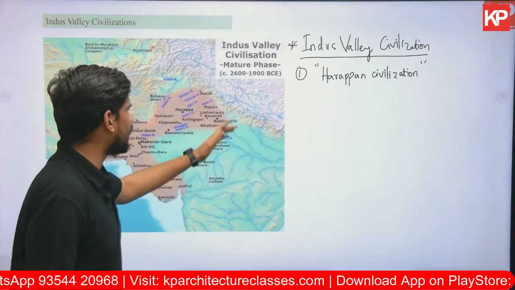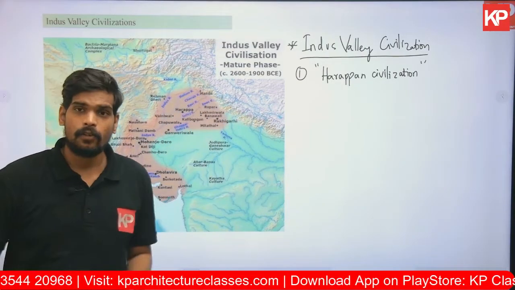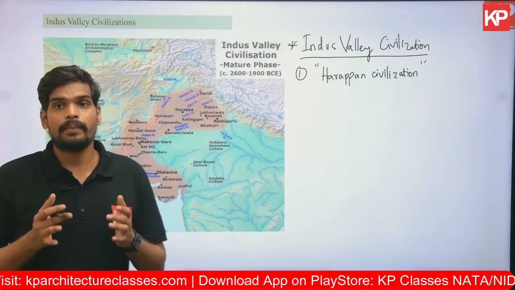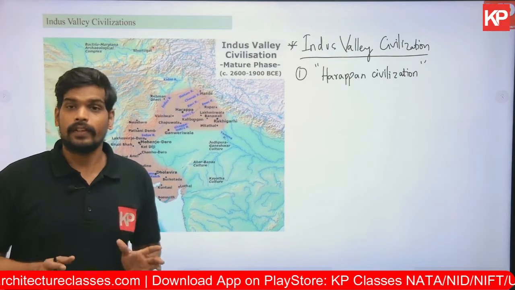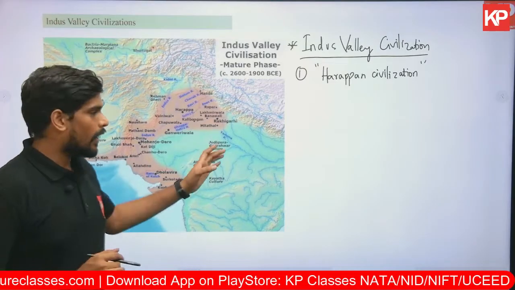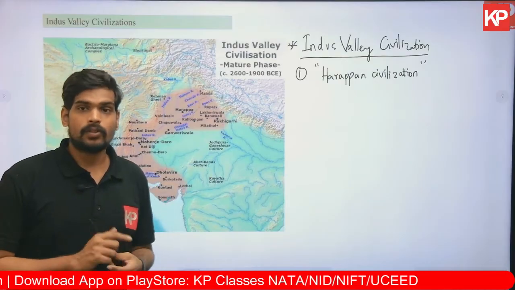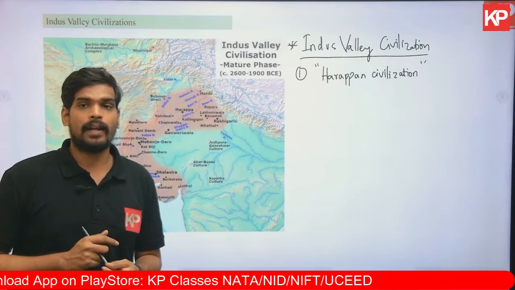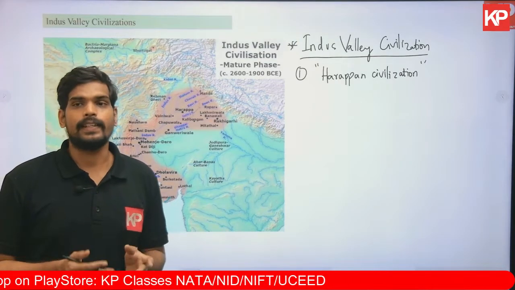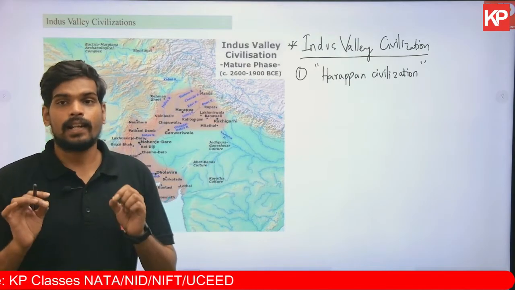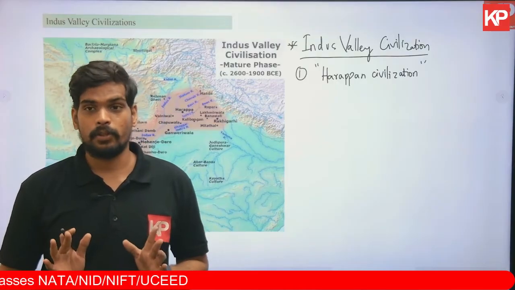A lot of Indus Valley sites were discovered across Pakistan and also India, in the northwestern part of India, in the states of Punjab, Rajasthan and Gujarat, including even Haryana. You have a lot of Indus Valley sites in all these northwestern states of India, and also in Pakistan's Punjab and Sindh province. But the first discovered site was Harappa. So this civilization is called Harappan civilization. That is point number 1 to be remembered.